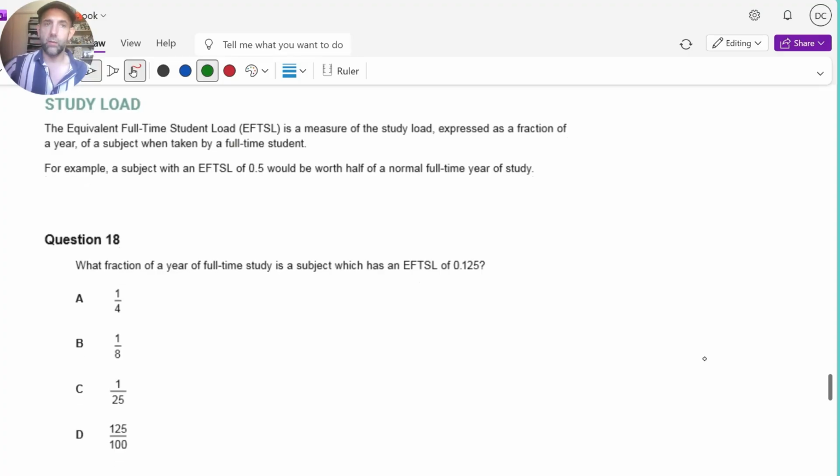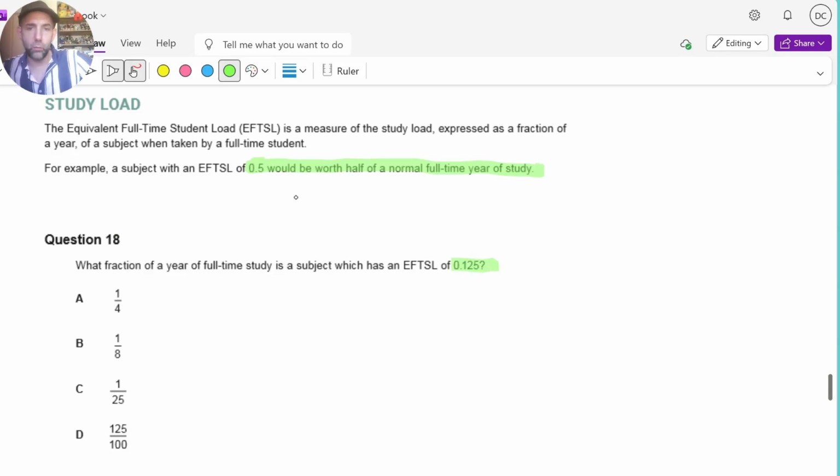Question 18 is to do with study load and fractions. So an equivalent full-time student load is a measure of the study load expressed as a fraction of a year when taken by a full-time student of a certain subject. For example, if subjects with a EFTSL of 0.5 would be worth half of a normal full year of study, okay? So 0.5 would be worth half of a normal full-time year of study. What fraction of a year of a full-time study is a subject with a EFTSL of 0.125?